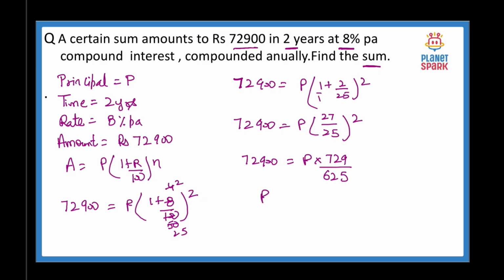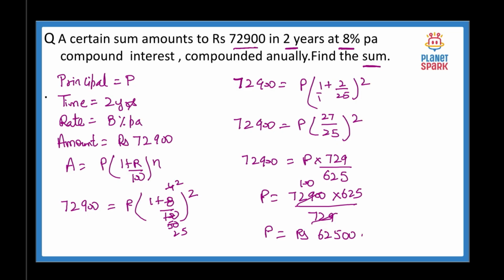Now we are going to do cross multiplication. So principal will become 72,900 into 625 divided by 729. 729 and 729 will get cancelled. I'll get 100. So principal is equal to rupees 100 into 625, that is rupees 62,500. That is my principal amount.